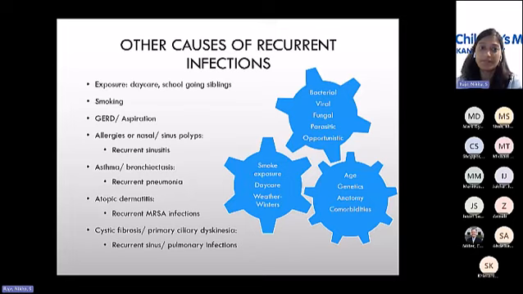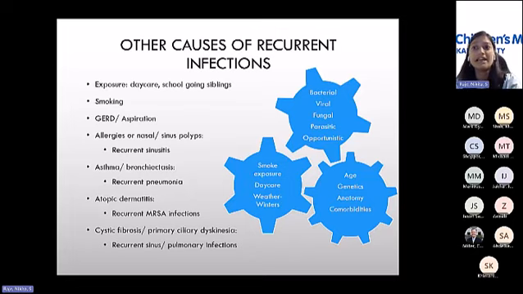The school going siblings are already immune and don't get sick, but the younger sibling might get those infections and be symptomatic. Smoke exposure, having reflux or aspiration, patients with allergic rhinitis or nasal polyps. These patients can get recurrent infections that can look like and mimic IEI, but that might just be secondary to the underlying polyps or allergies.